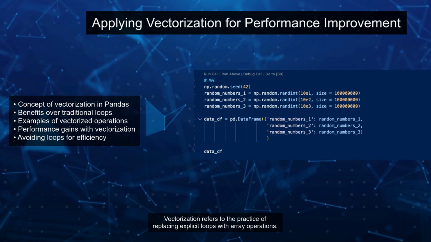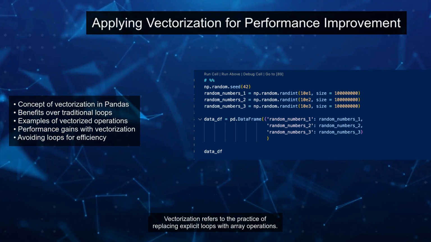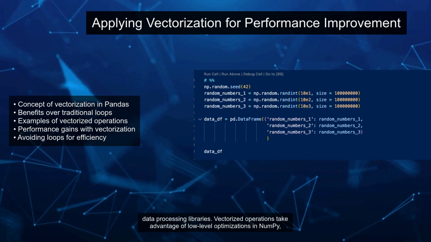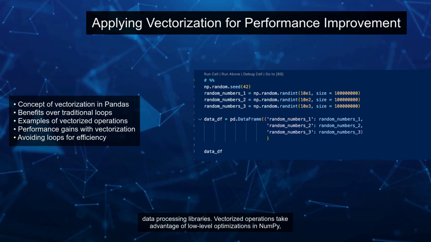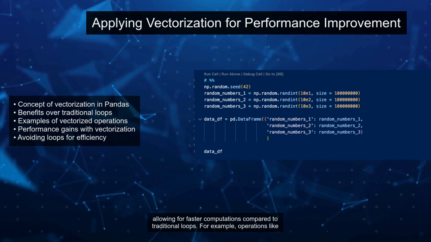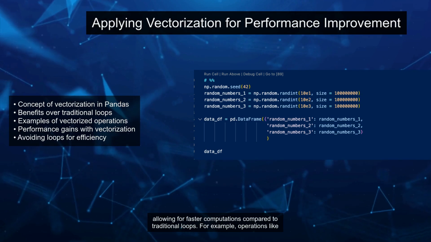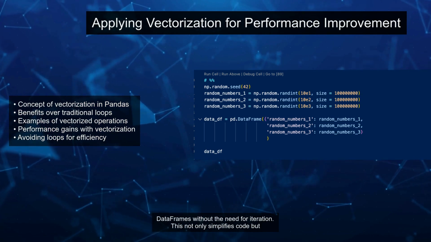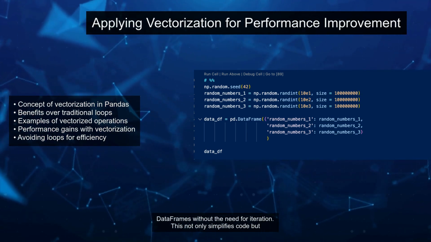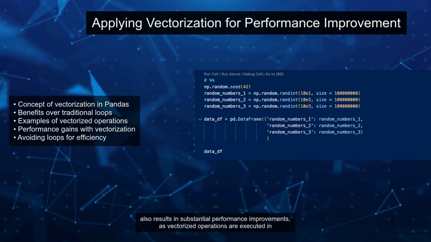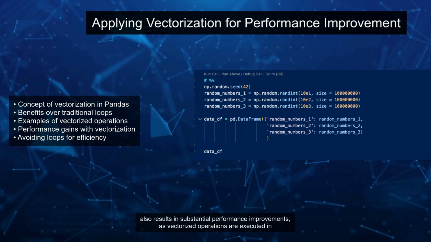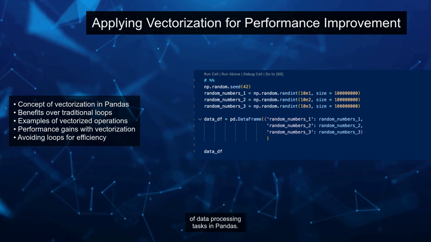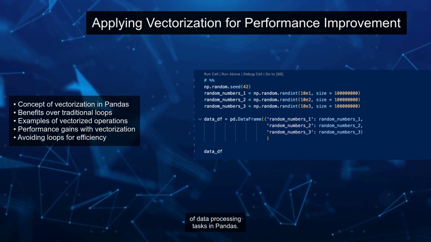Vectorization refers to the practice of replacing explicit loops with array operations. This technique is a cornerstone of performance optimization in Pandas and other data processing libraries. Vectorized operations take advantage of low-level optimizations in NumPy, allowing for faster computations compared to traditional loops. For example, operations like addition, subtraction, and multiplication can be applied directly to entire columns or DataFrames without the need for iteration. This not only simplifies code but also results in substantial performance improvements, as vectorized operations are executed in optimized C code. By embracing vectorization, you can significantly enhance the speed of data processing tasks in Pandas.